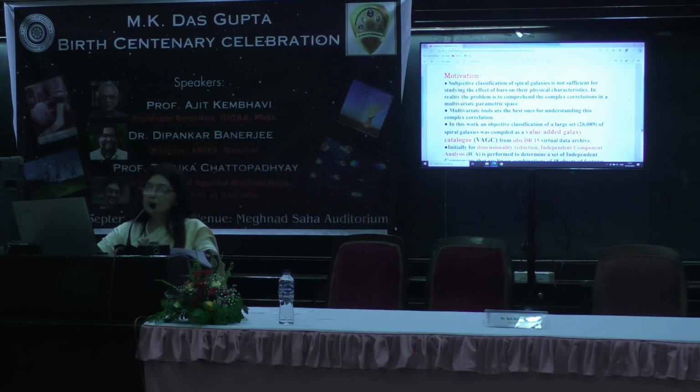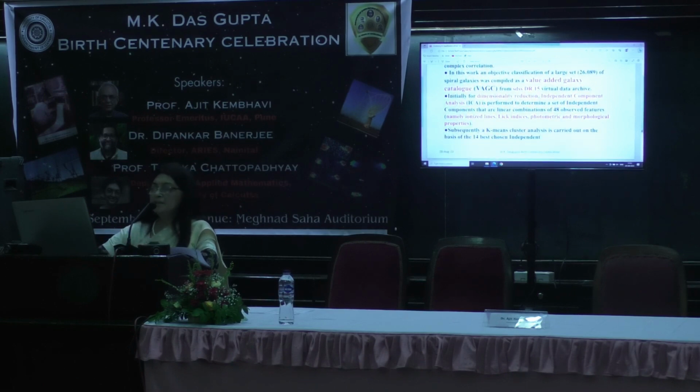So what is the motivation behind that? Subjective classification of spiral galaxies is not sufficient for studying the effect of bars. Then multivariate tools are the best ones. In this work, we have used the VAGC catalog, that is the Value Added Galaxy Catalog from the SDSS DR7 Virtual Archive. Initially, the dimensional reduction through independent component analysis is performed, and we have 48 independent components which are very significant. Subsequently, we have done the K-means cluster analysis. I have already demonstrated all the methods for it.